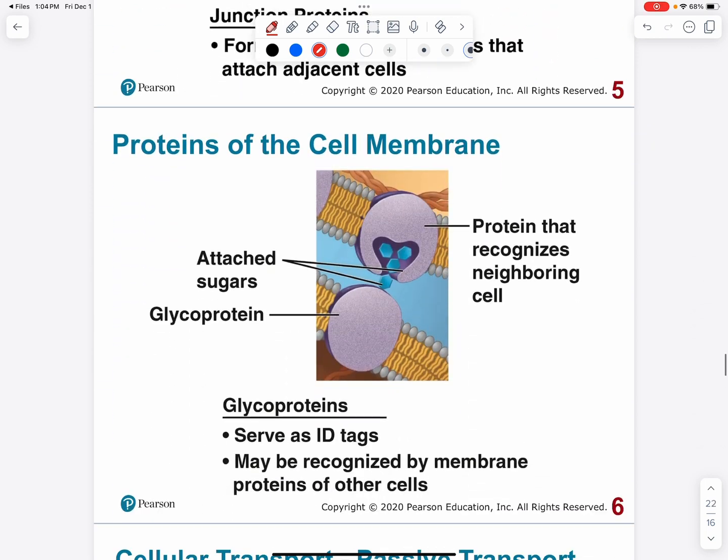That was number 5. Here's number 6. This is called a glycoprotein. Well, here's a prefix, glyco. That stands for glucose.